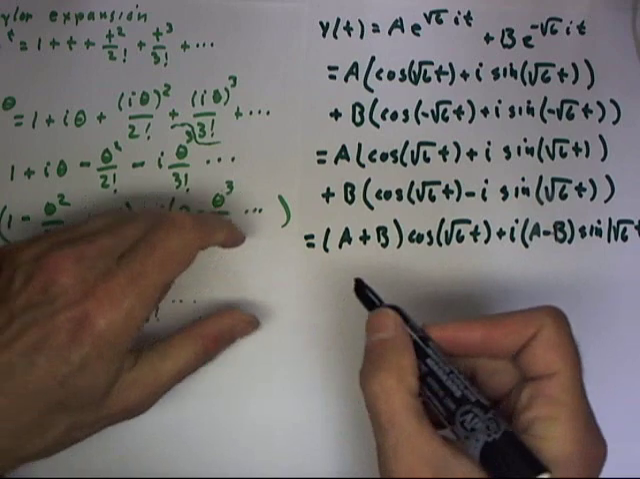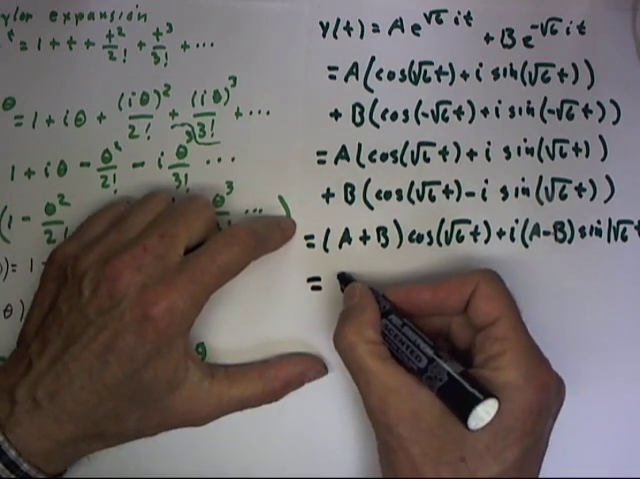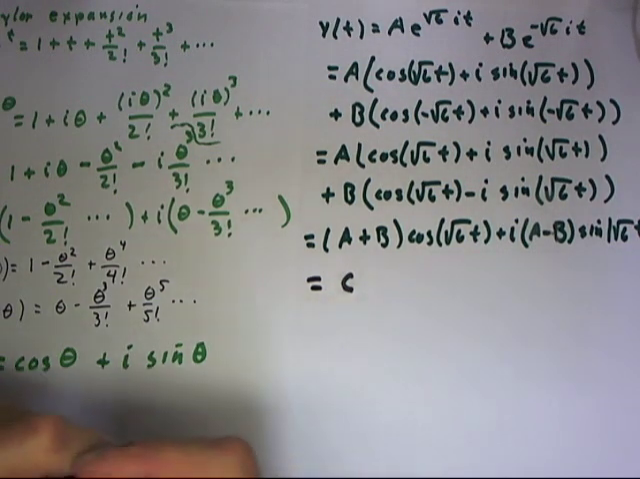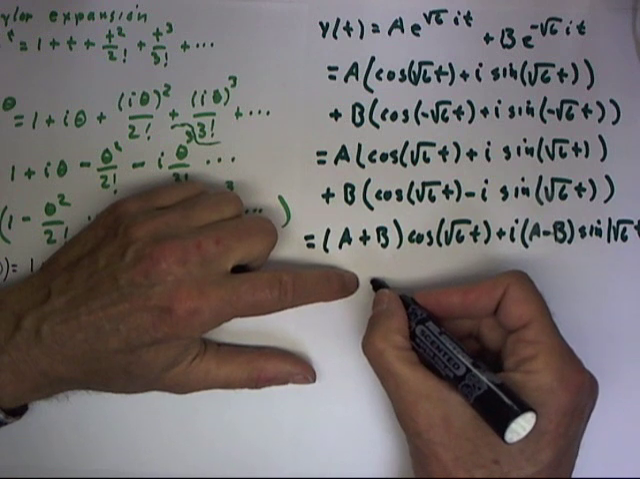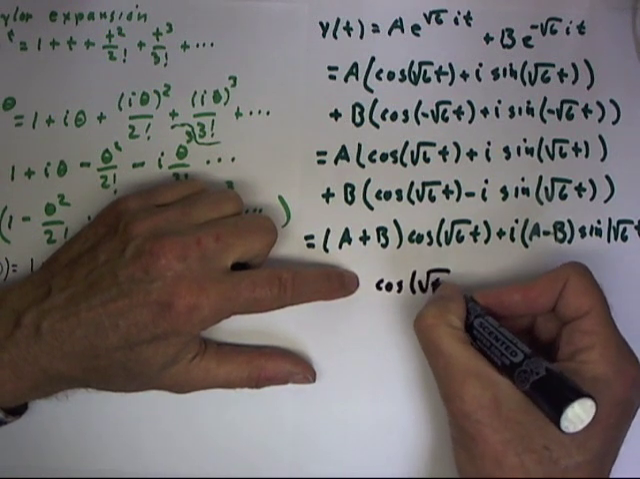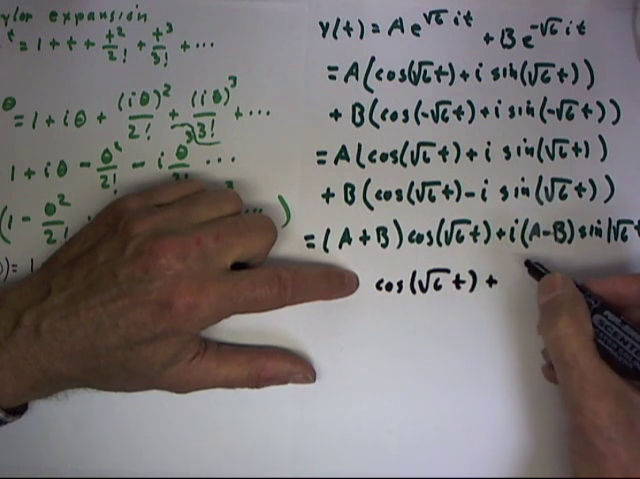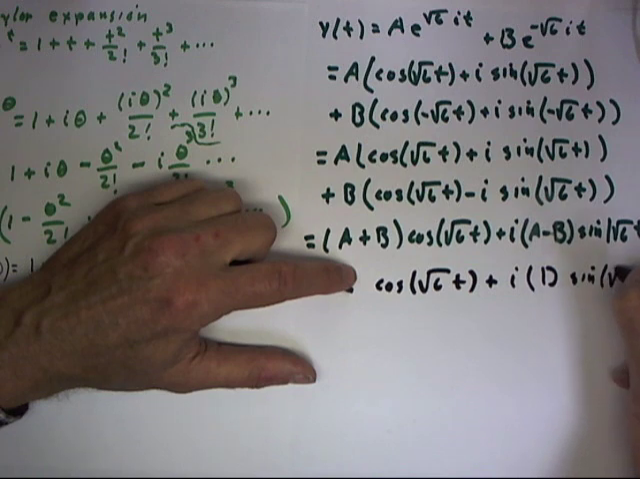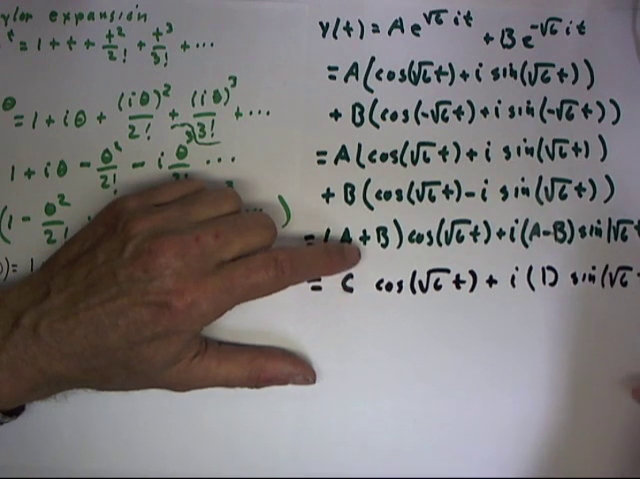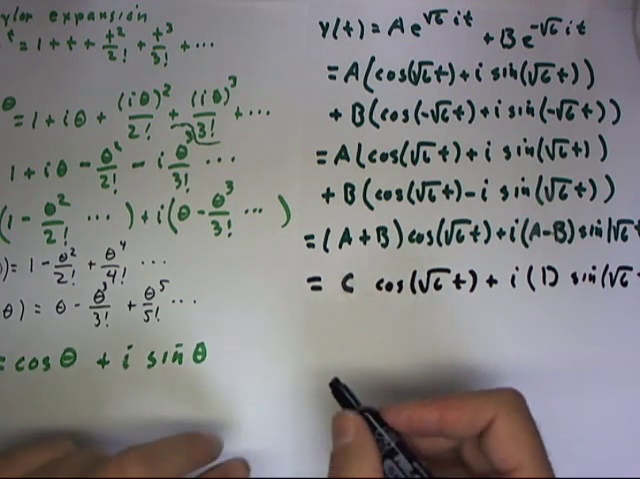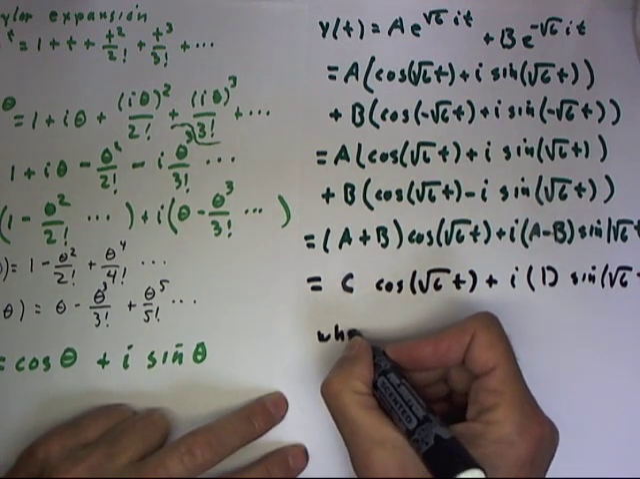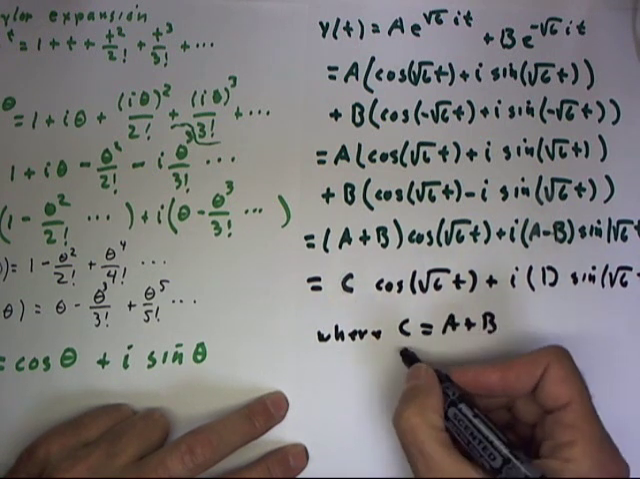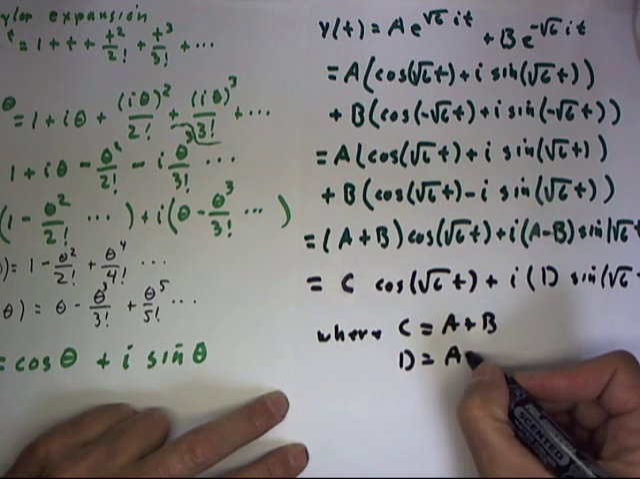Now we can write this as c times the cosine square root of 6t plus i times d sine of the square root of 6t, where c equals a plus b and d equals a minus b.